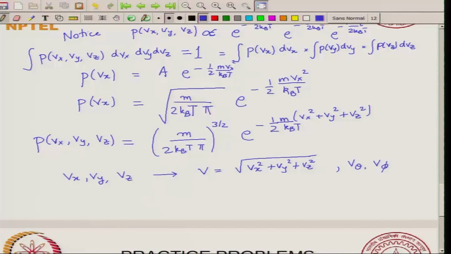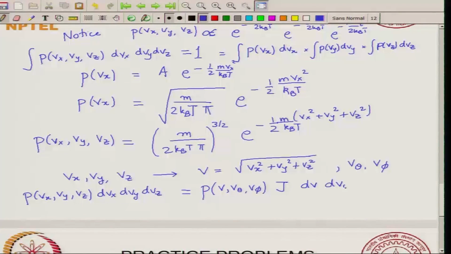So, when you do this transformation, the easy way to see what this transformation should be is to insist that p of vx, vy, vz, dvx, dvy, dvz should be equal to p of v, v theta and v phi, the two angular components (I am just calling them v theta and v phi), times the Jacobian for this transformation, times dv, dv theta, dv phi.